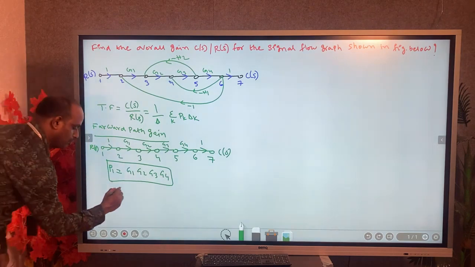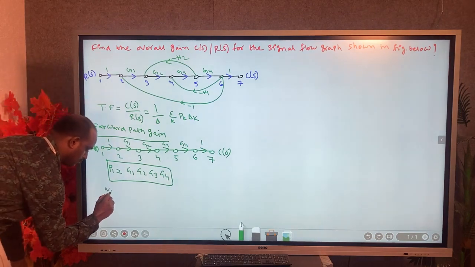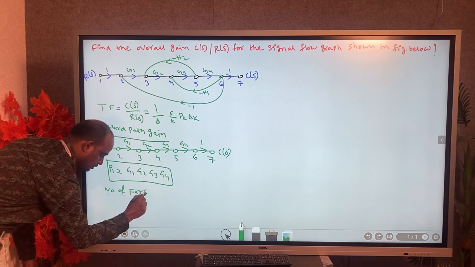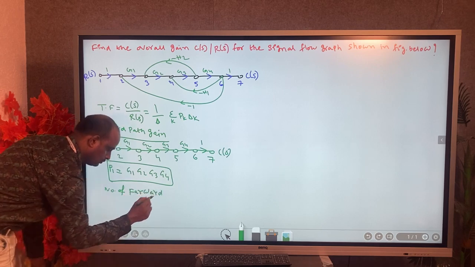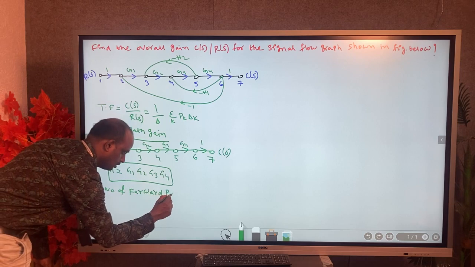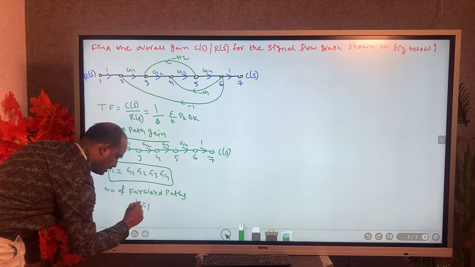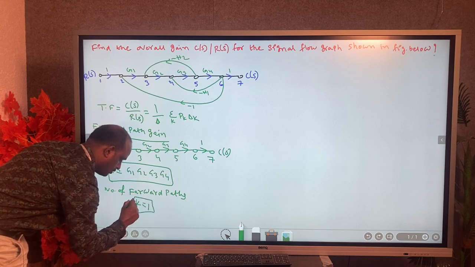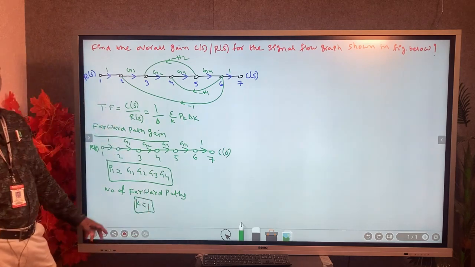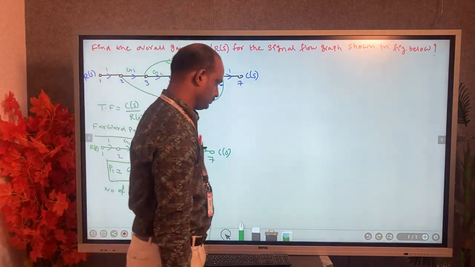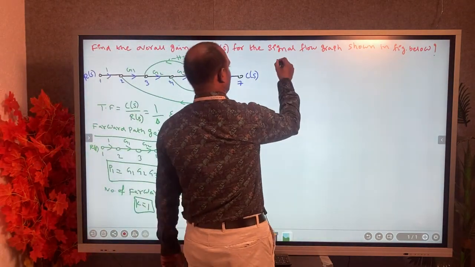So the number of forward paths is only one. So k equal to 1. Next we find out what is delta.